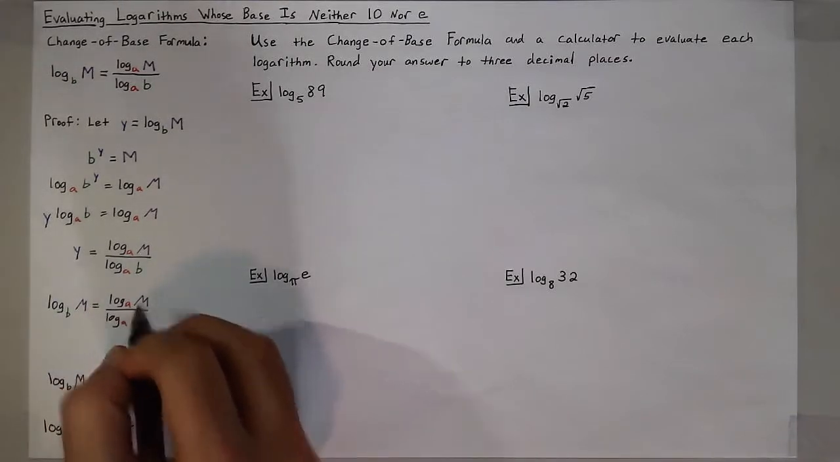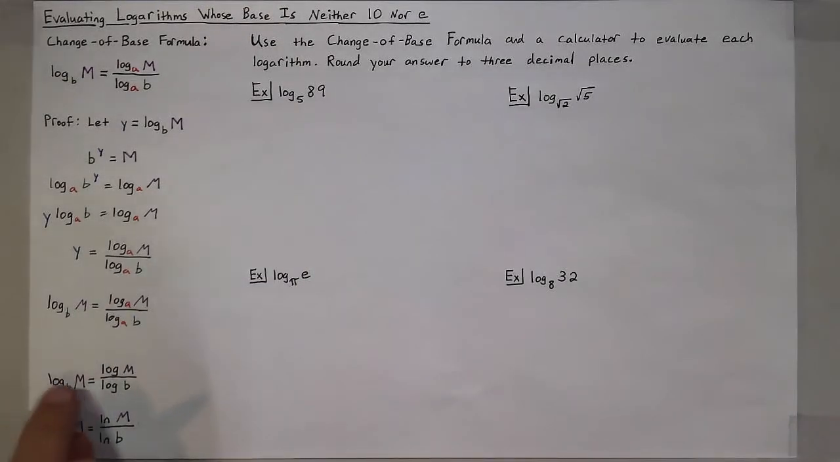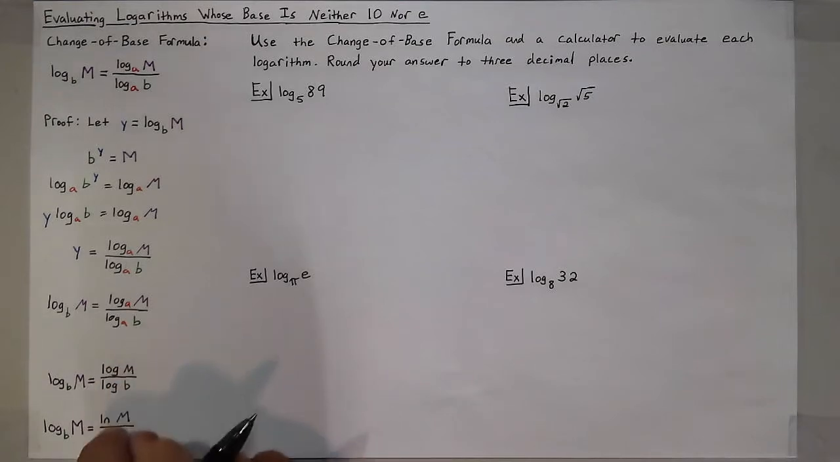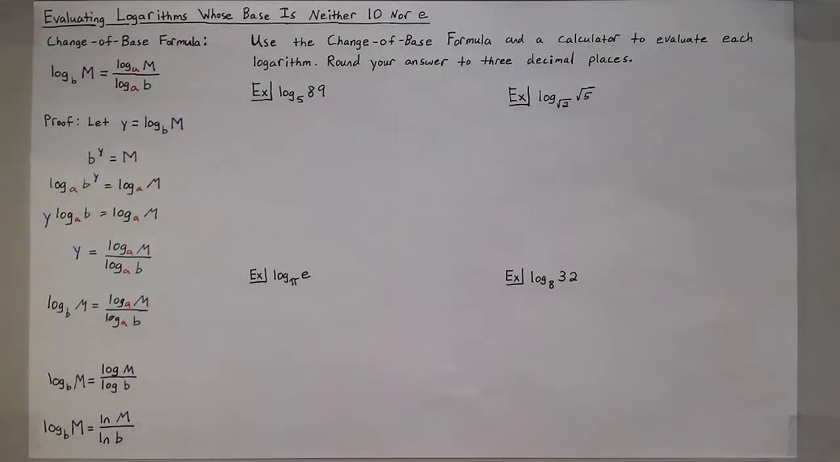So this just means that on our calculator, if we want to evaluate a logarithm, we'll take the log of the inside number over the log of the base. And we can use either log or natural log. And I'll show you what it looks like with this first example whenever you use either one.